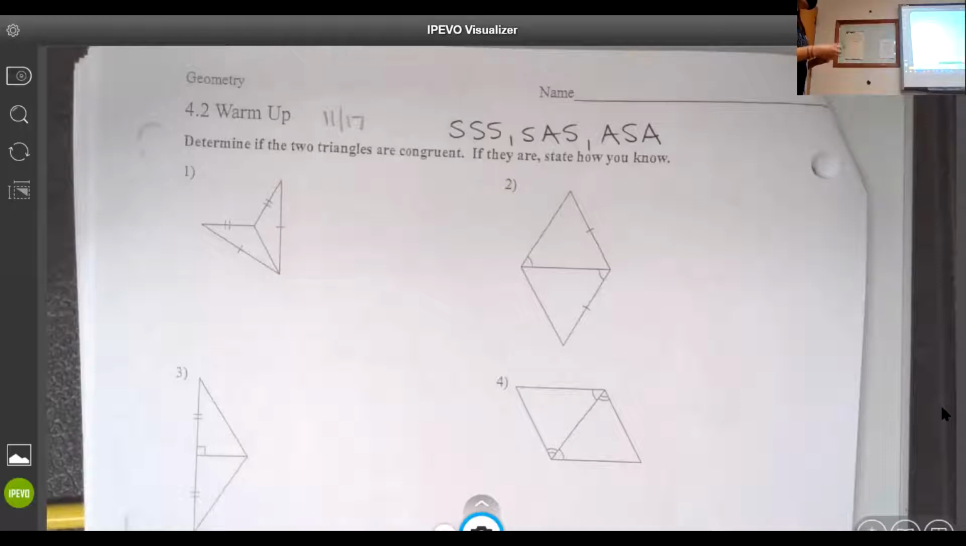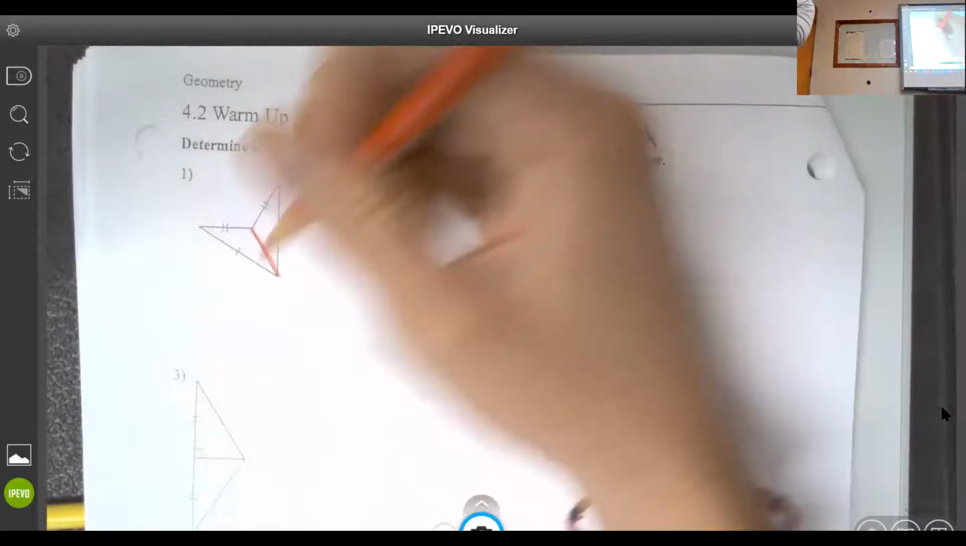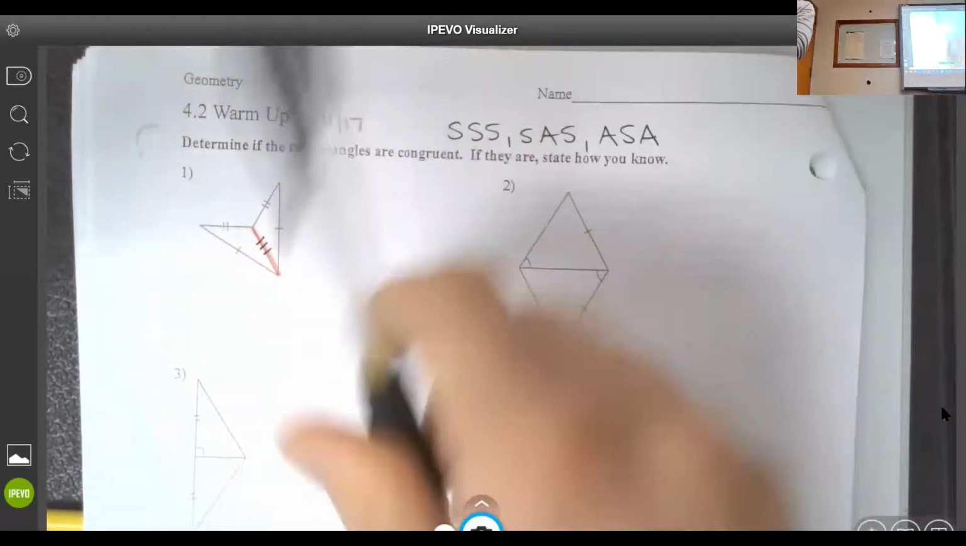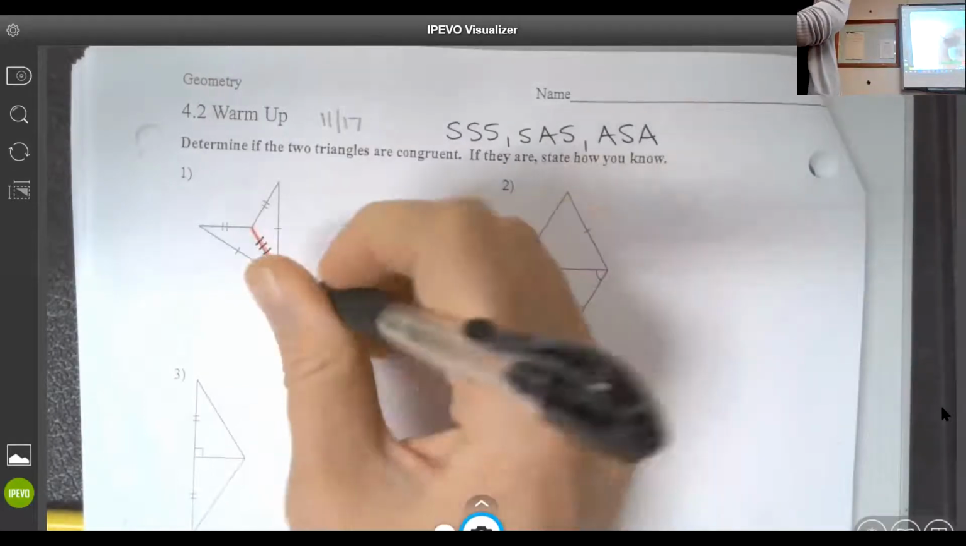So what's my look for on number 1 that I can use? What do we have there? Reflexive. We have the reflexive property. They share this side in the middle. So how are these triangles congruent? By what? Look at one triangle. Side, side, side, yeah.